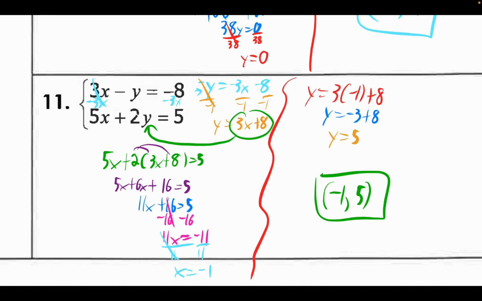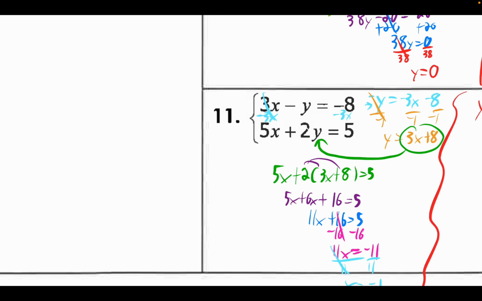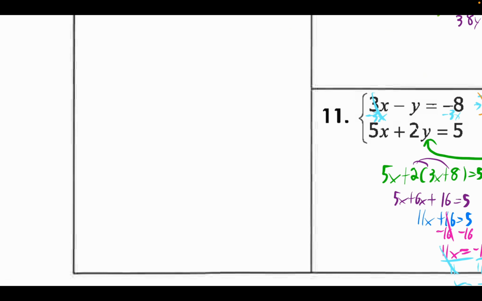Now, I did mention that I wanted to talk about what would happen if we had no coefficient of positive 1 or negative 1 to start, and so let's talk about that. If I were to have one equation that was maybe 4x plus 2y equals 6, and the other equation that was 3x plus 5y equals 9.